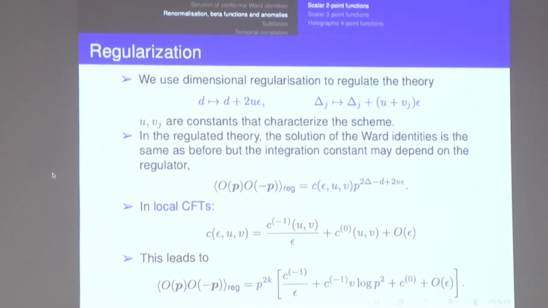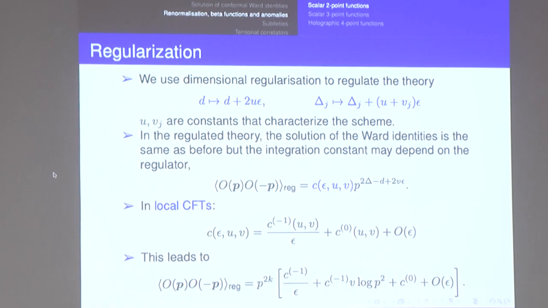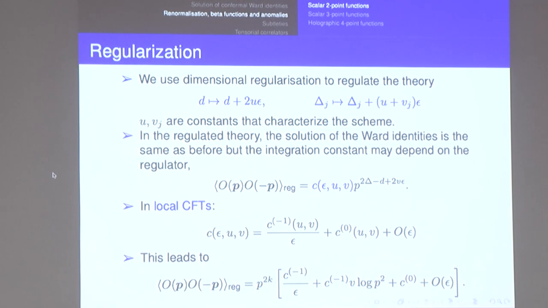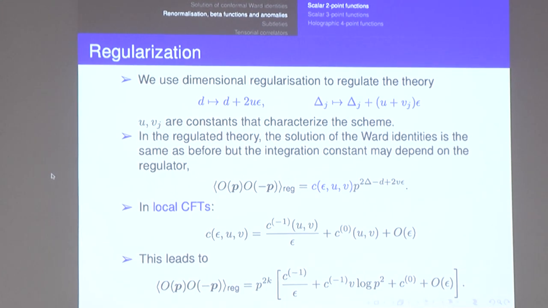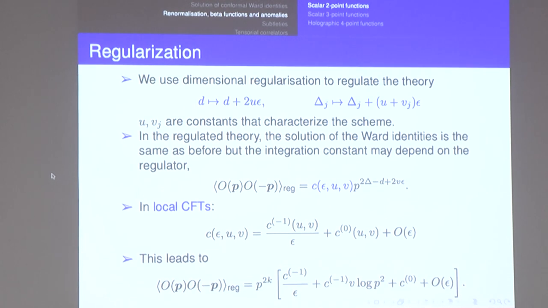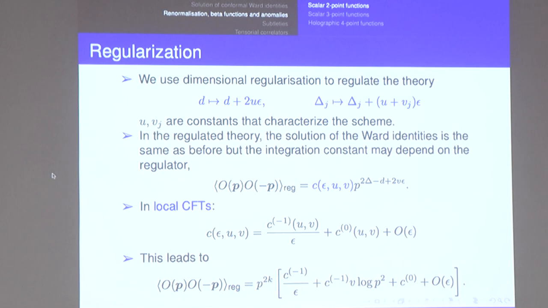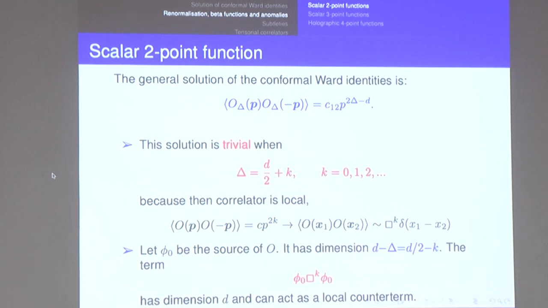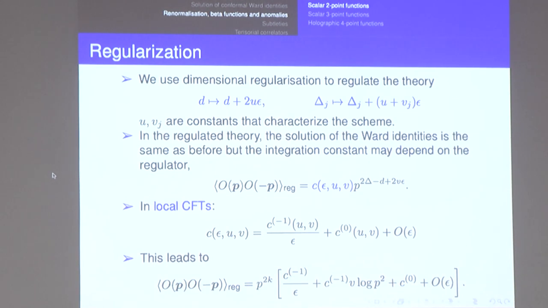So this means the general solution I described earlier is valid because the theory has the same conformal Ward identities, and the same solution we described earlier is valid. And the general solution is the general solution with no problem. So the problem appears only when we try to remove the regulator. But the one difference is that the integration constant, so here we had an integration constant, now depends on the regulator, depends on epsilon, u, and v.